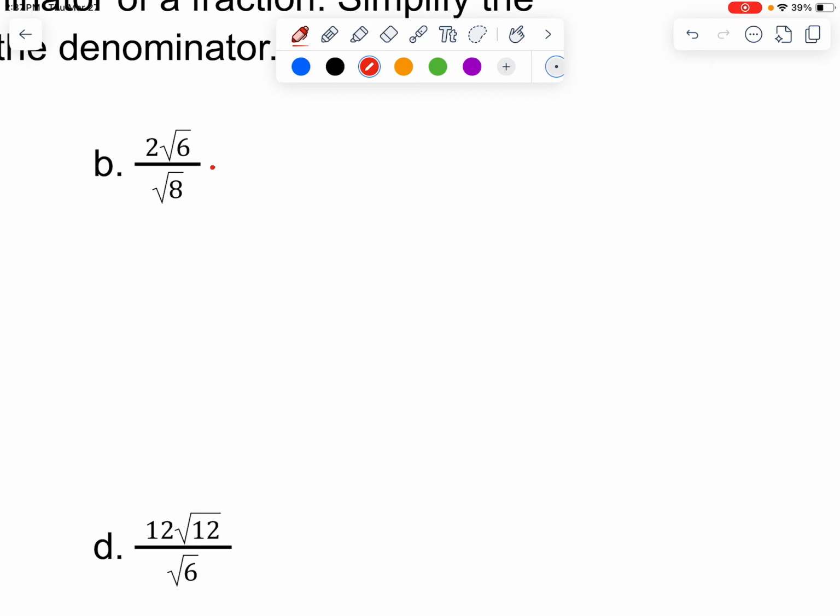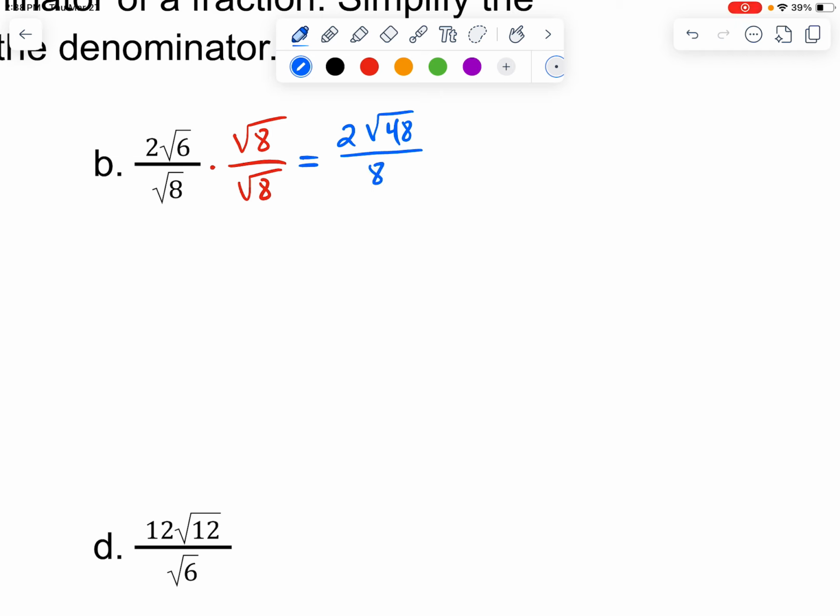First step is the same, times the square root of 8 over the square root of 8. Now when I multiply, notice on the top, I've got 2 times the square root of 6. So it's 2 times the square root of 6 times the square root of 8. I can combine the square roots. The 2 is going to have to stay out though. 6 times 8 is 48. And on the bottom, we know that that's just going to end up as 8.